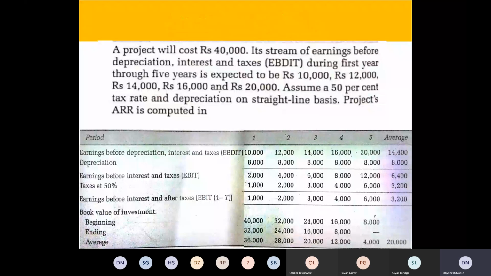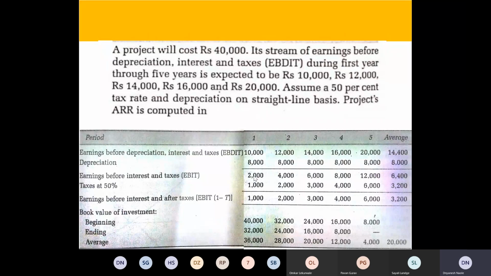See, first you should know that the accounting rate of return uses data from the financial statements. These values we get from the profit and loss statement. Earnings before depreciation, interest and taxes, that is EBDIT, values are given for the next 5 years. Depreciation is to be charged on the straight line basis, so this 40,000 will be uniformly charged over 5 years. Uniformly means divided by 5, which comes to 8,000 rupees per year. You need to depreciate this value, so this 8,000 is reduced out of the total earnings.